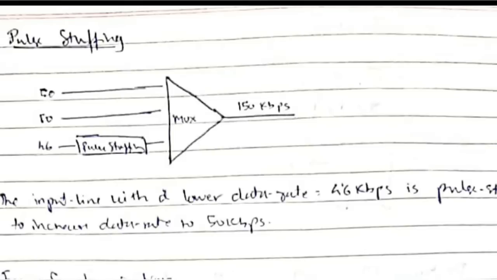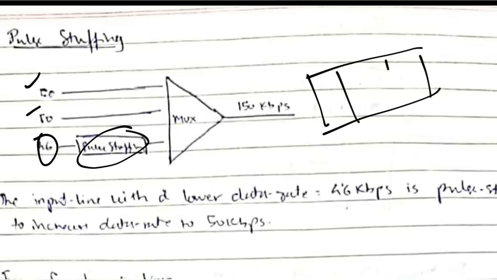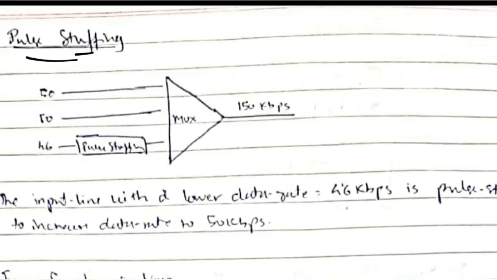And the third one is pulse stuffing. Pulse stuffing means if one of the inputs is not of the complete frame, like for example, it is 50, 50, and it is 46. This can be upgraded to 50 by using pulse stuffing. Then each frame will be utilized in full, without leaving any gaps. This technique is known as pulse stuffing.